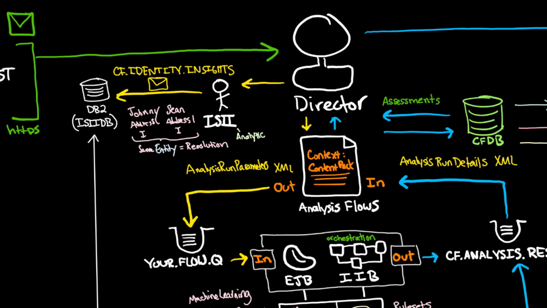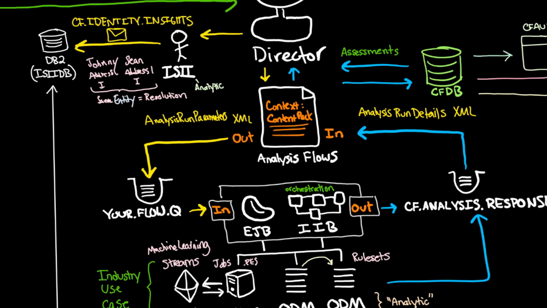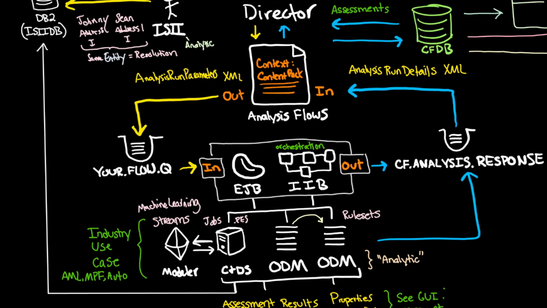It is what we are using to determine the machine learning as part of the analysis from a technical and mathematical standpoint. ISII saves its data in a DB2 database, which we can then query later in other analytics. From this point, we move on to the analysis flows. So at this point, the director has sent a message into our analysis flow. Analysis flow is an idea that is included in what is called content pack. It's part of what's called a context. It's essentially a way to outsource the analysis to one of these two, either IIB or EJB.